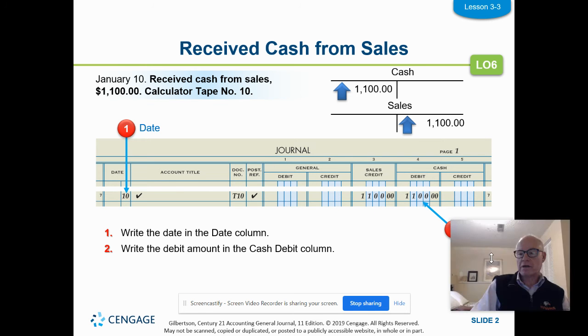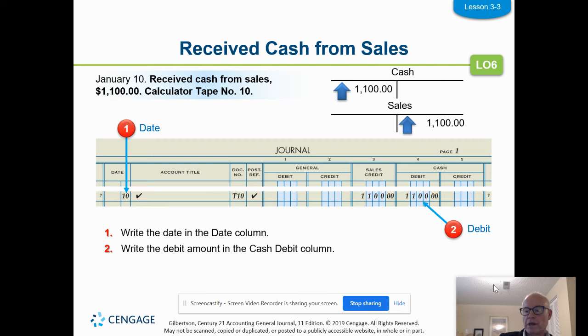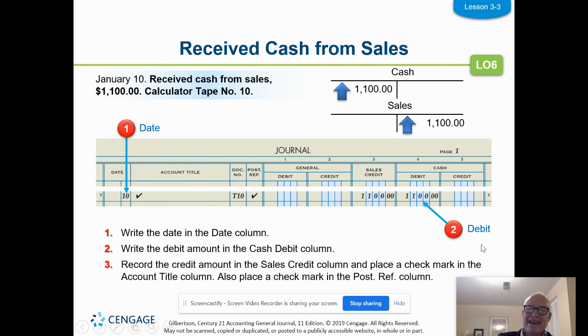I'll move my face out of the way there. My box is way too big here. There we go. I didn't say my head was too big.